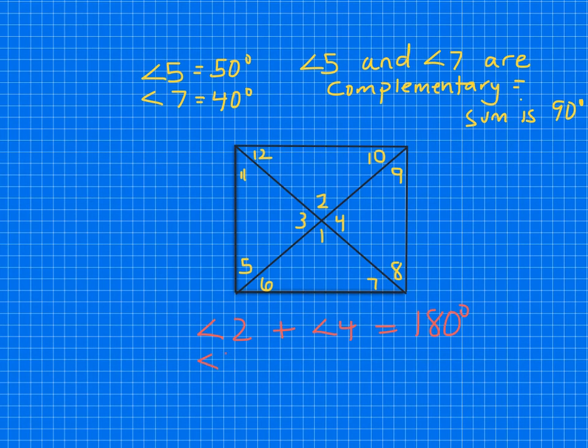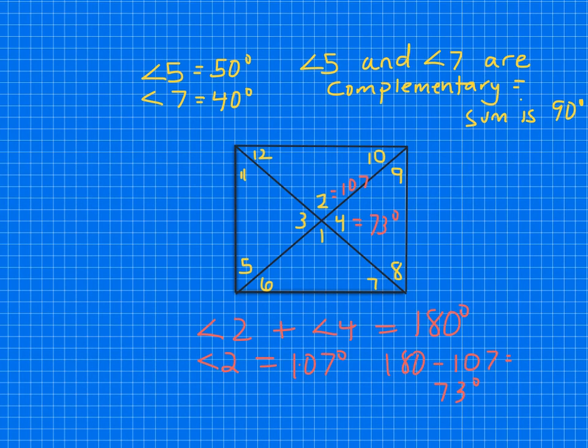So if we're told that angle 2 is 107 degrees, we could find angle 4's measure by taking 180 and subtracting 107 and getting a value of 73 degrees, which seems very logical given this diagram. So we would say angle 2 and angle 4 are supplementary.